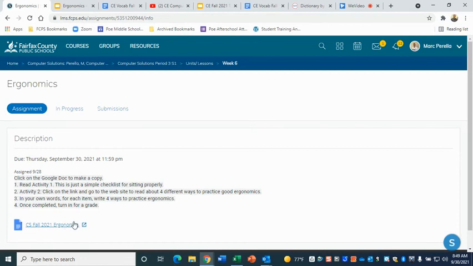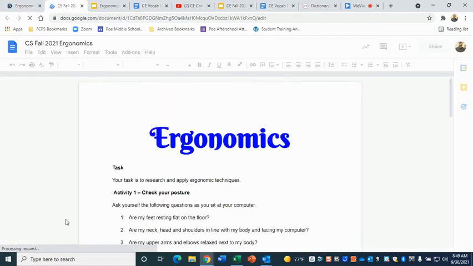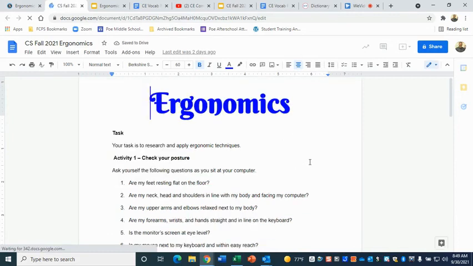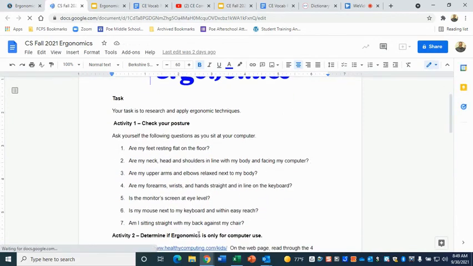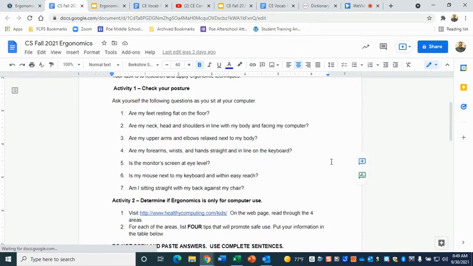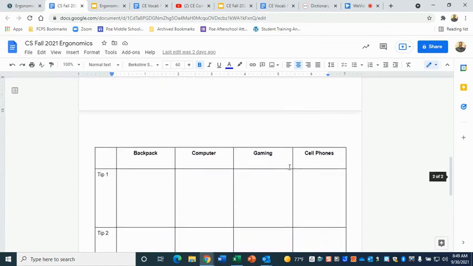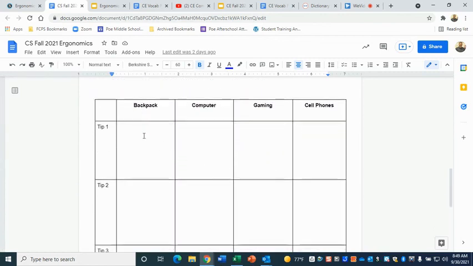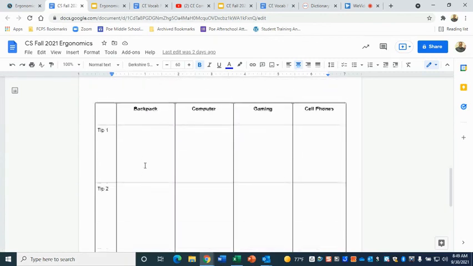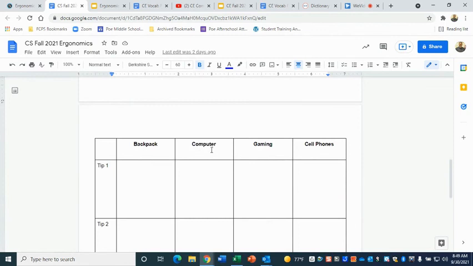So when you go to here, so here's the checklist, okay? So this is just something to check every time. And then Activity 2 says you go to the website, which is right here. And then Activity 3 are the tips. So you're going to put 4 different things in each of these areas for backpack, computer, gaming, and cell phones.